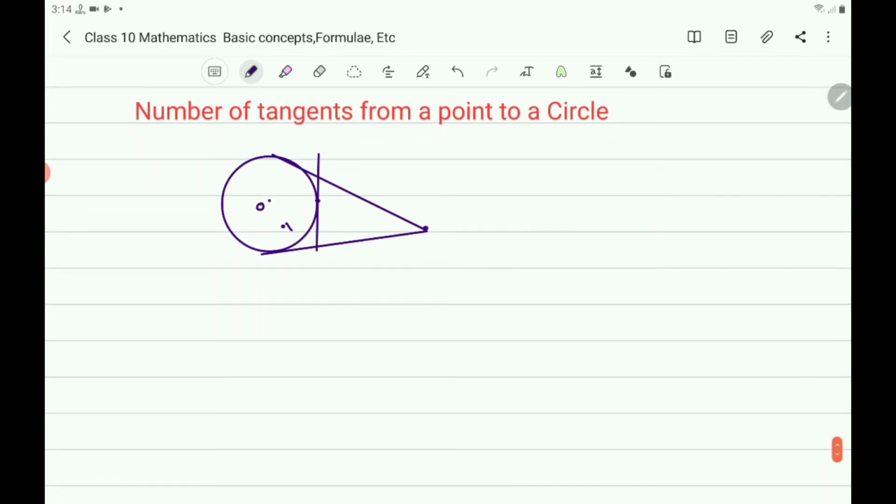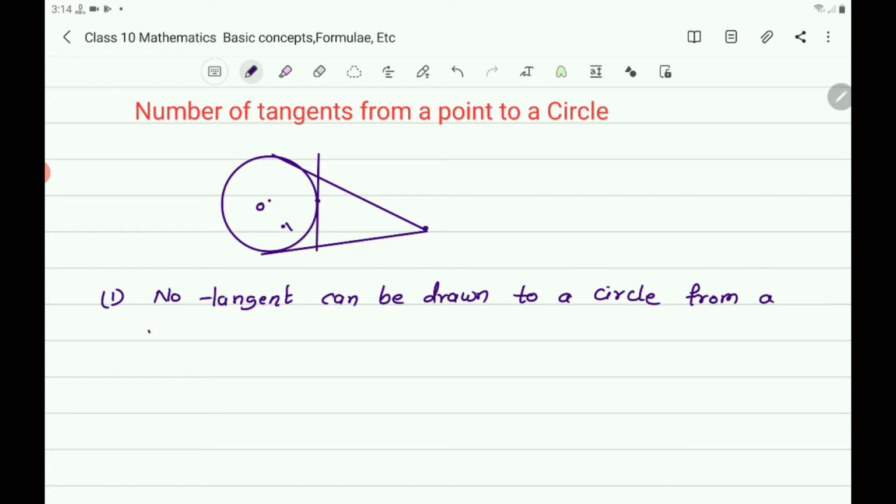So you note down that first one: no tangent can be drawn to a circle from a point lying inside the circle.